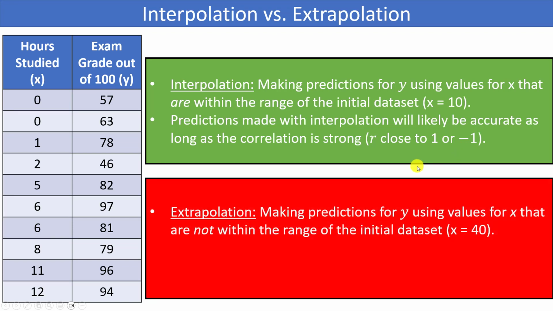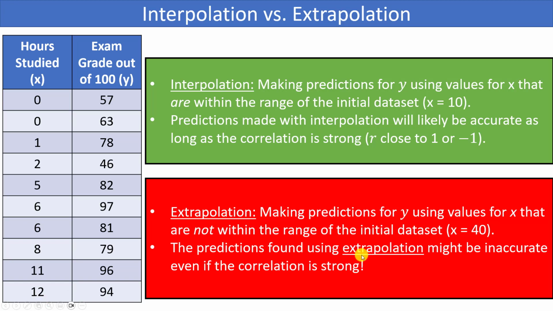On the other hand, if we are making predictions for y using values for x that are not within the range of our initial data set, such as anything that is bigger than 12, or in our example, 40, then we're going to be extrapolating, right? So then the predictions found using that type of method might be inaccurate even if we have a strong correlation.